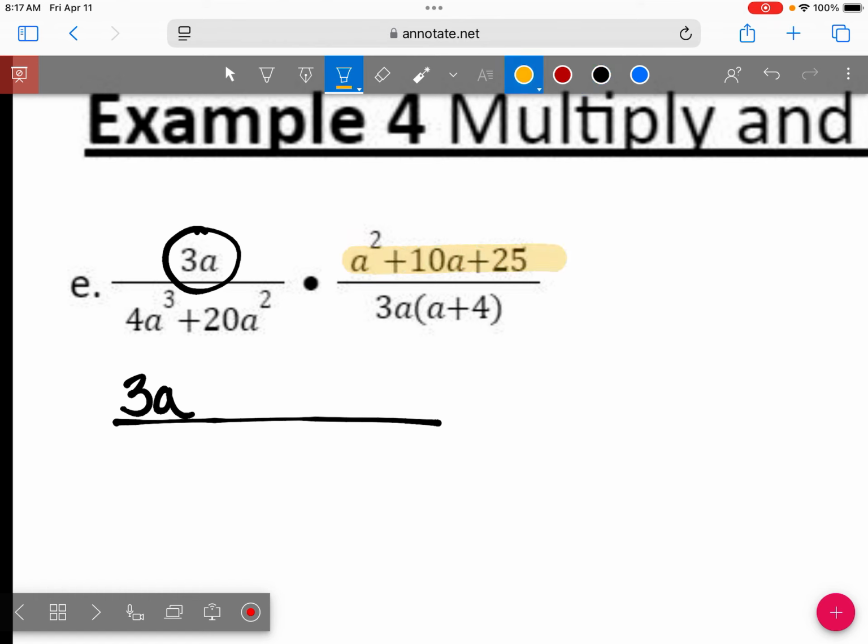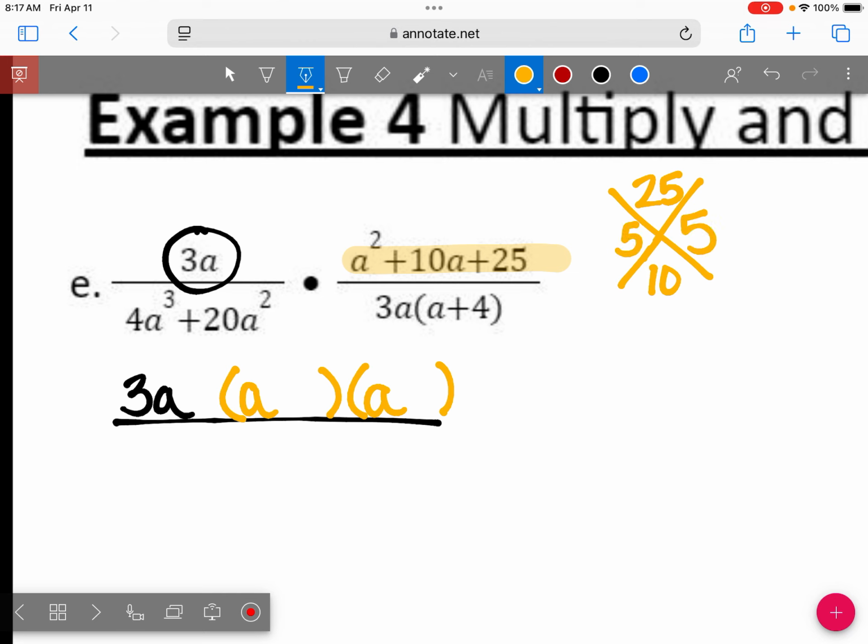However, this can be factored down. So in order to factor that piece down, I need 2 numbers. They multiply to give you 25, and they add to 10. 2 numbers that multiply to equal 25 and add to equal 10. And those numbers would be 5 and 5, both positive.